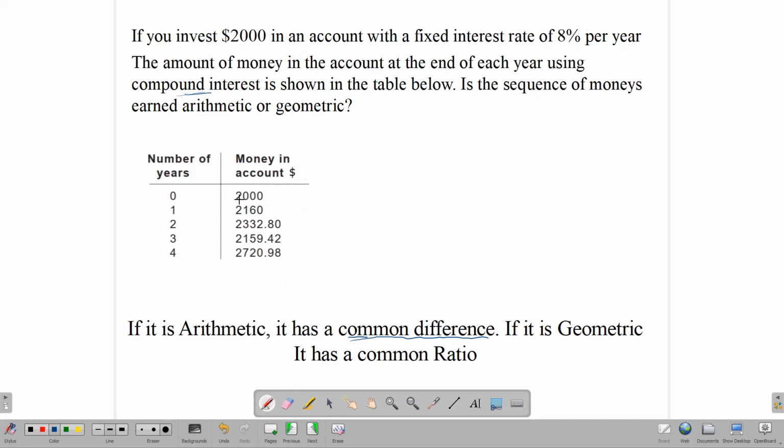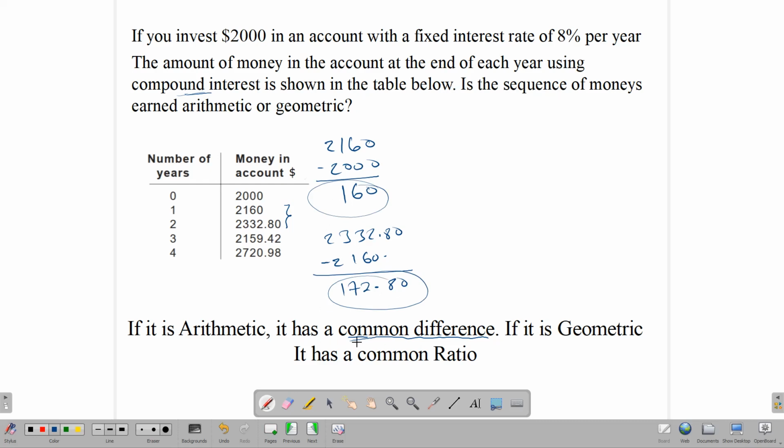So we'll take this pair of terms first, 2160 minus 2000. When we do that, we get 160. Now if we try the next pair of terms, 2332.80 minus 2160, you will realize immediately that these two are not the same. So these two numbers are not the same, which tells us that it does not have a common difference. So this is definitely not arithmetic.